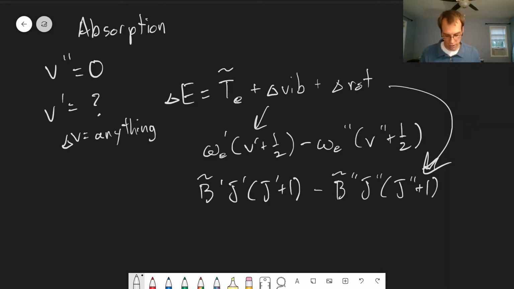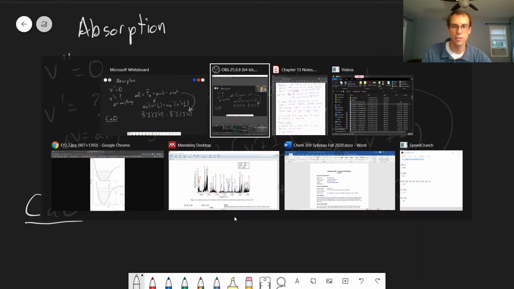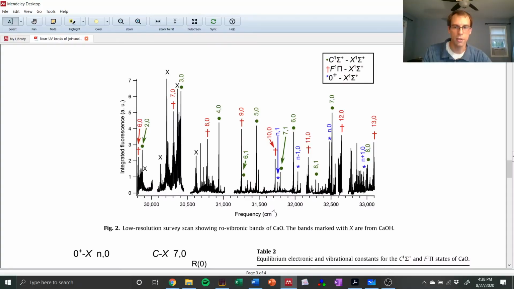In my postdoc at Emory University, I studied a diatomic molecule, calcium oxide. We talked about it previously, but I just want you to see it in this context of all the different types of energy that we can observe. I'm going to switch over to the paper that I published. And this is a spectrum that we observed.